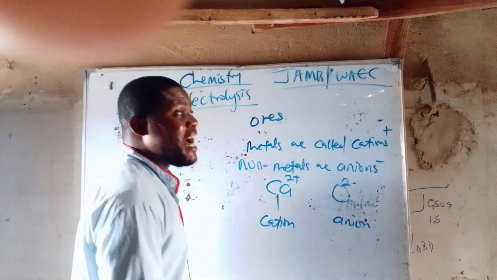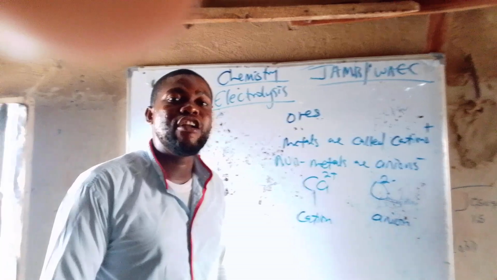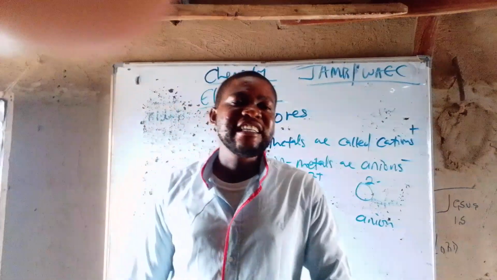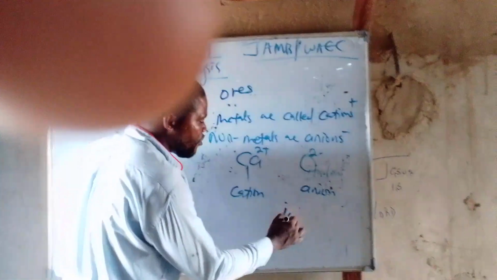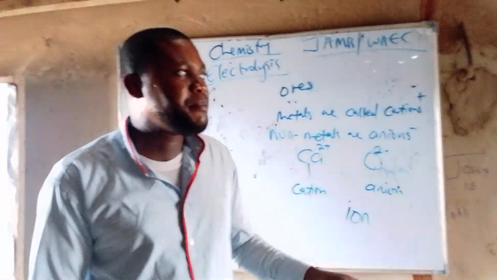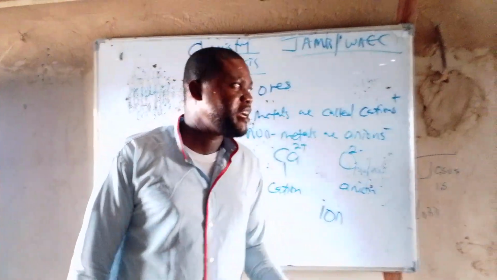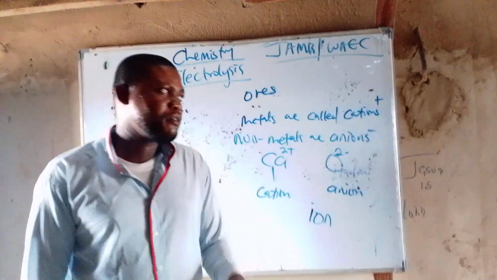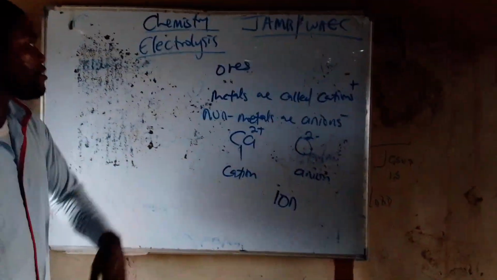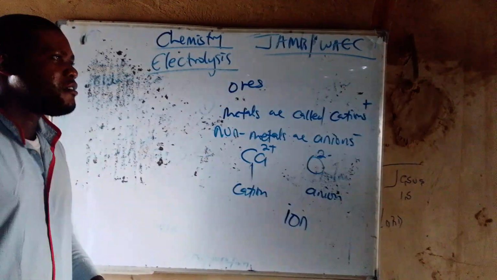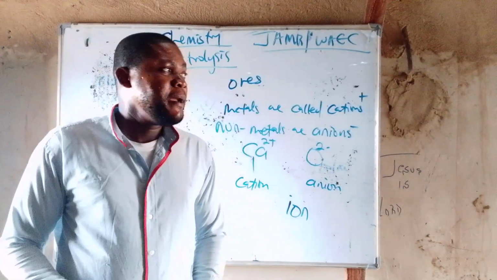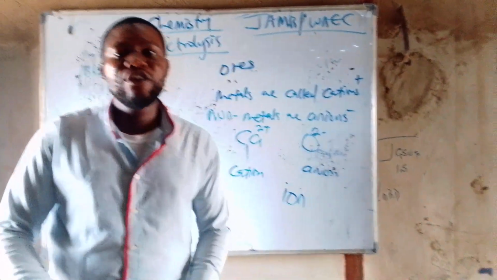Sorry, what is even an ion? An ion is an element that has either lost or gained electrons. Ion, I-O-N. So it can be either a cation or an anion. But both of them have lost or gained electrons. Now, there are factors that determine the preferential discharge of ions on the electrode.